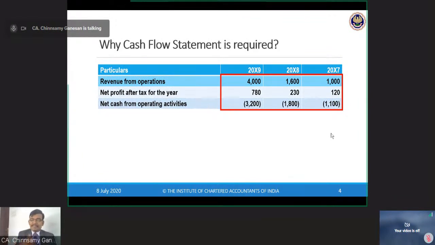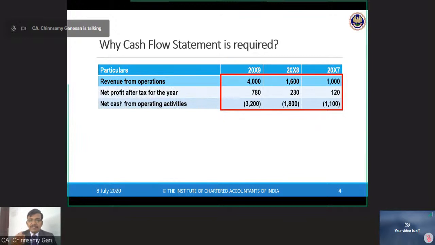Or otherwise, as we have seen in the previous example, I sell on credit, but I am not able to collect it from the debtors. The entire amount is blocked in my working capital limits. That also shows that there is something wrong with the company's performance. So the first year it's 1,100 crore, the second year is 1,800 crore of negative cash balance, the third year is 3,200 crore. So when sales itself is 1,600 crore and there is a negative cash flow from operating activities of 1,800 crore, something is to be worried about.